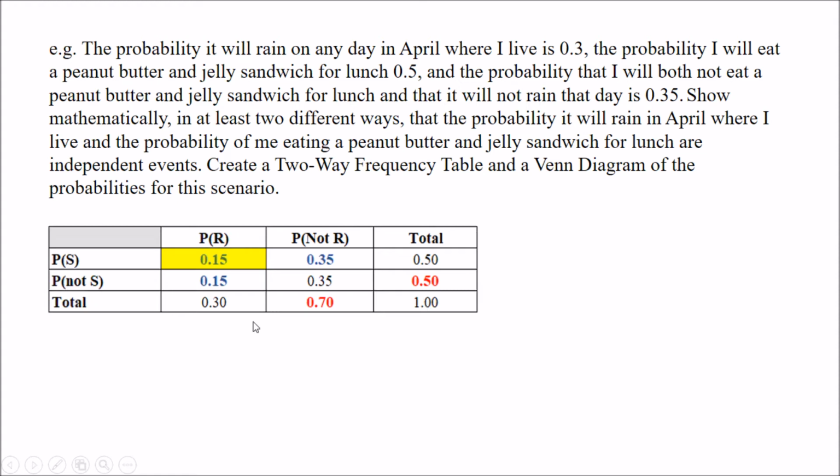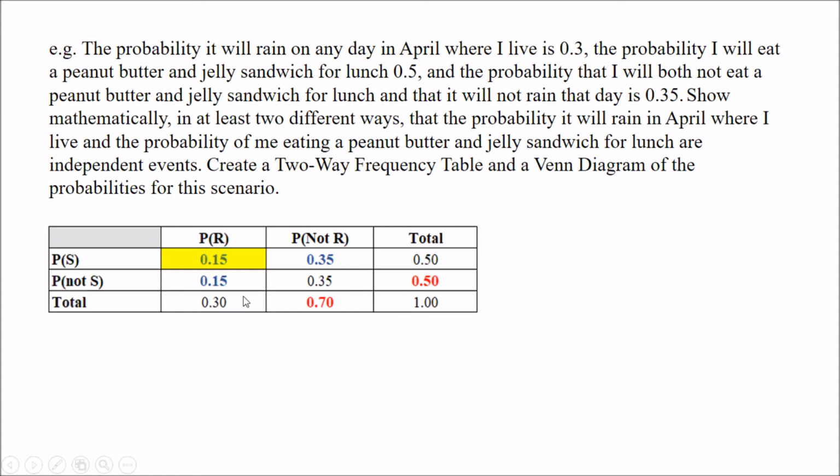Now, I could have also done it by first creating the two-way frequency table. What I would have are all the black numbers. So the probability of rain, we're told, is 0.3. The probability of eating a peanut butter and jelly sandwich is 0.5. The probability of neither is the intersection of this column with this row, 0.35. And in the lower right corner is always 1 because it needs to be the total of all possibilities.